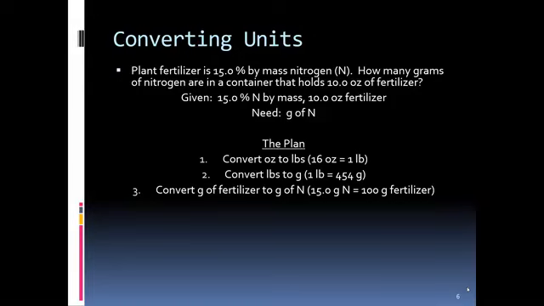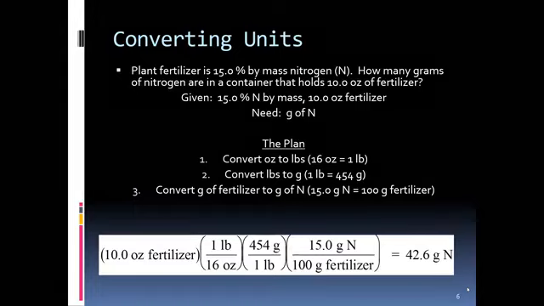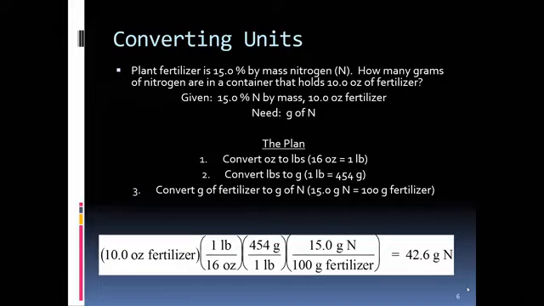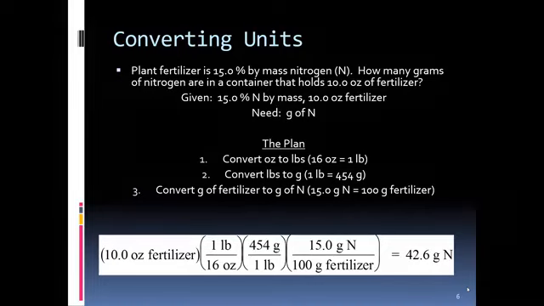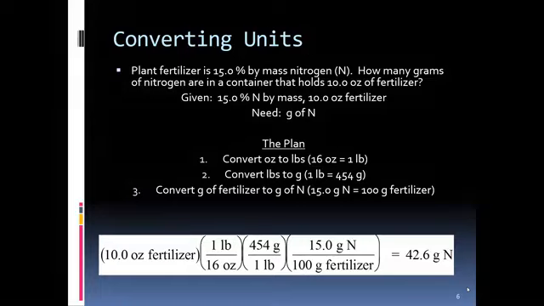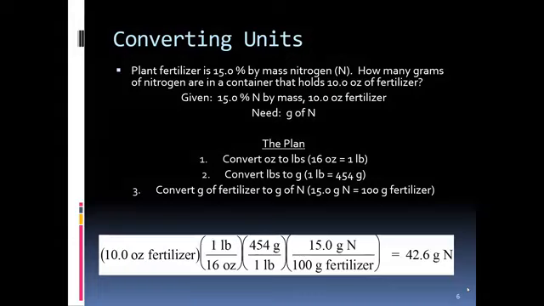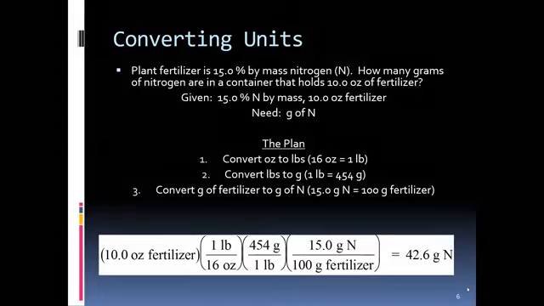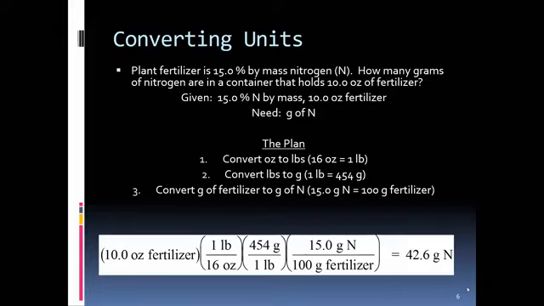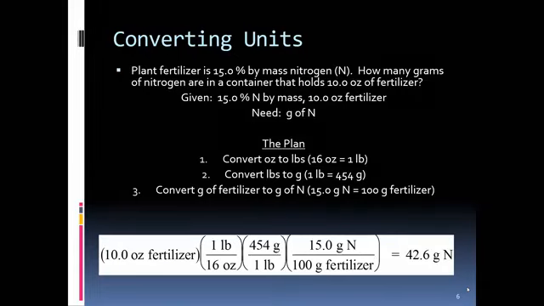We're now ready to carry out our calculation. Again, we begin with the 10 ounces of fertilizer. We perform step 1, and in step 1 our desired unit is pounds. 1 pound goes on top. We were given ounces. We wish to get rid of those. They go on the bottom. Step 2, we place 454 grams on top as our desired outcome from step 2 is grams. Place 1 pound on the bottom so that the pounds cancel.